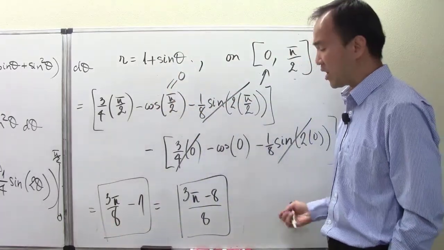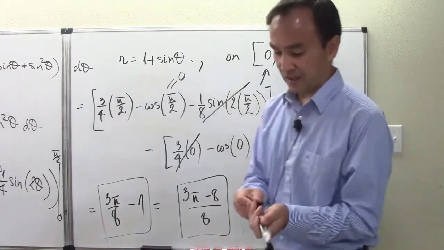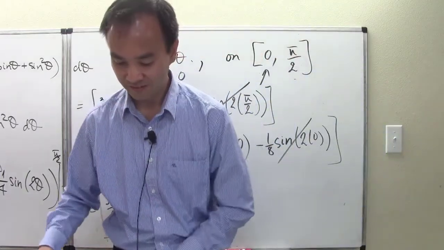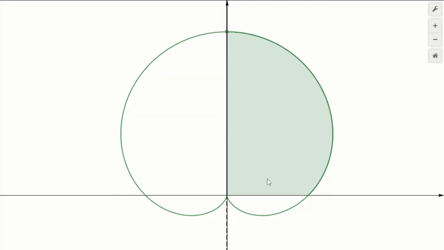That's how we can calculate the area as described in the problem. It's the area under this curve here, the curve 1 plus sine theta, in the sector where the angle changes from theta equals 0 to theta equals pi over 2, and that's how big this area is.